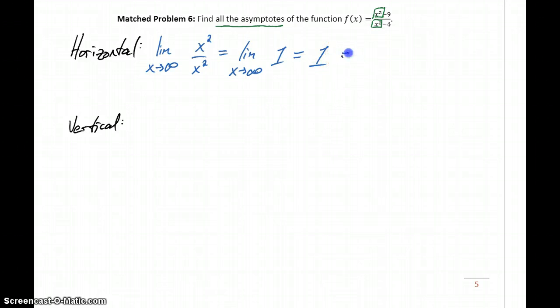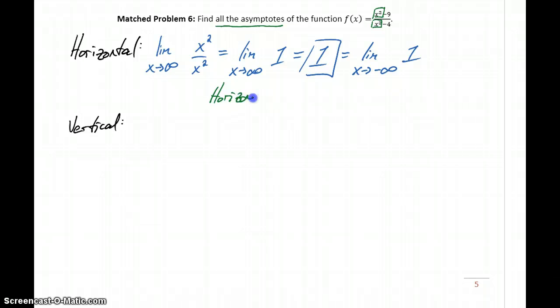And similarly, we could work out that the limit as x goes to negative infinity of 1 would also be 1. So in this case, we have a horizontal asymptote at y equals 1. So we found a horizontal asymptote. Now we want to check for any vertical asymptotes.